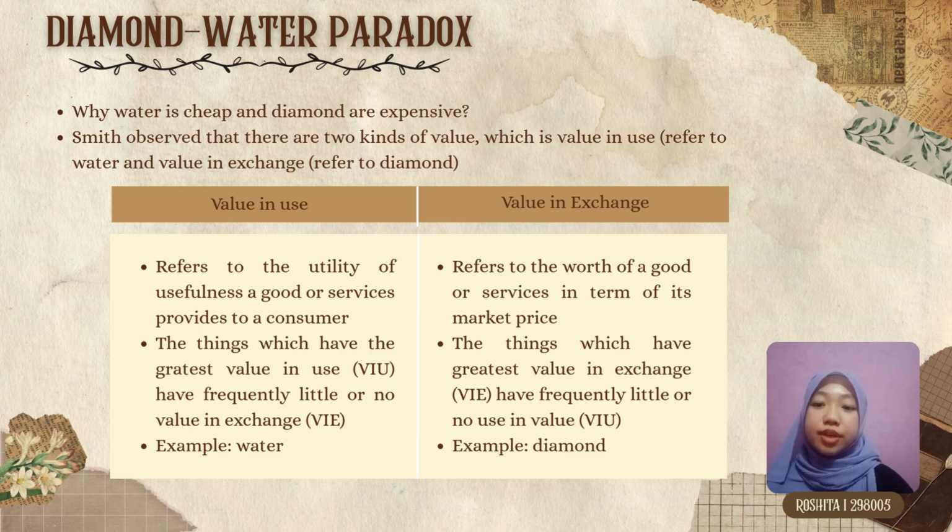Value in use refers to the utility or usefulness of a good or service provided to a consumer. The things which have the greatest value in use have frequently little or no value in exchange. For example, water. And value in exchange refers to the worth of a good or service in terms of its market price. The things which have the greatest value in exchange have frequently little or no value in use. For example, diamond.